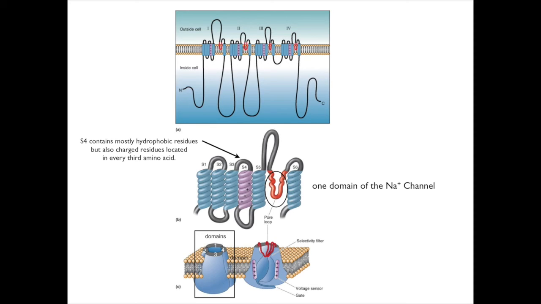The voltage sensors on S4 are shown, as is the gate on the lower portion of the channel. The channel also has a central core formed by the core loop. There is also a part labeled selectivity filter, right there. This is the part of the pore loop that confers ion specificity, in this case, for sodium ions. We consider the operation of a selectivity filter in more detail in the next movie on potassium channels.